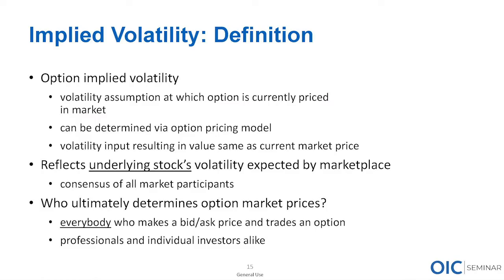Implied volatility is a volatility input resulting from the same value as the current market price. It reflects the underlying stock's volatility as expected in the marketplace, okay? So it's the expected volatility that these options are going to move on. That's encompassing also what's going on with the stock. It gives you an idea of what's happening in the stock currently, what people are expecting, how it's expected to move. And like it says here, it's a consensus of all market participants. So everybody's looking at it, and you can get a pretty good understanding of what's going on with that stock based on the implied volatility.